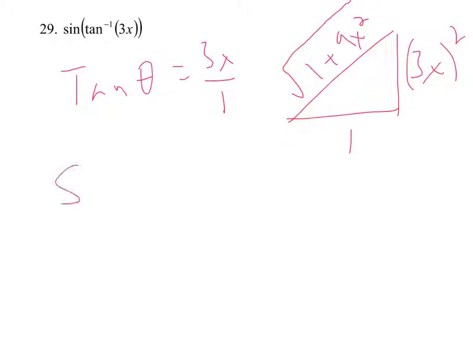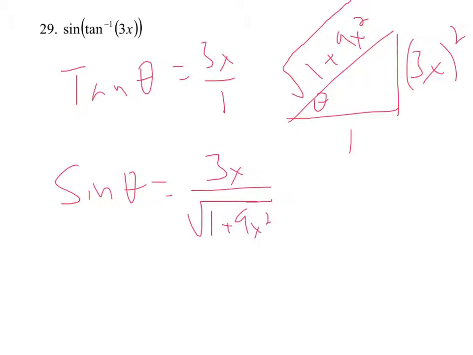So now they're asking us to find the sine of that angle. Here's the angle. So the sine is the opposite, which is 3x, over the hypotenuse, which is the square root of 1 plus 9x squared. And fortunately, since this is an expression, they aren't going to make us rationalize that.